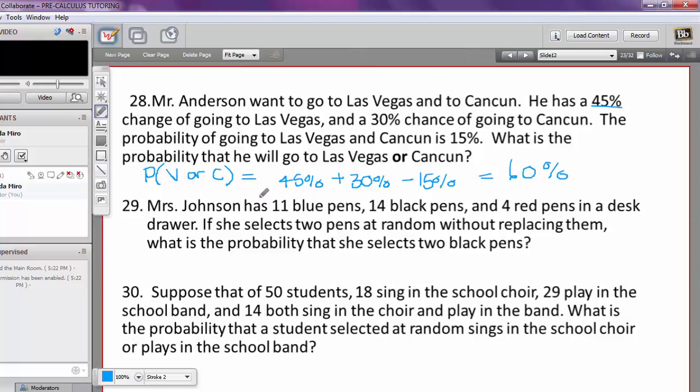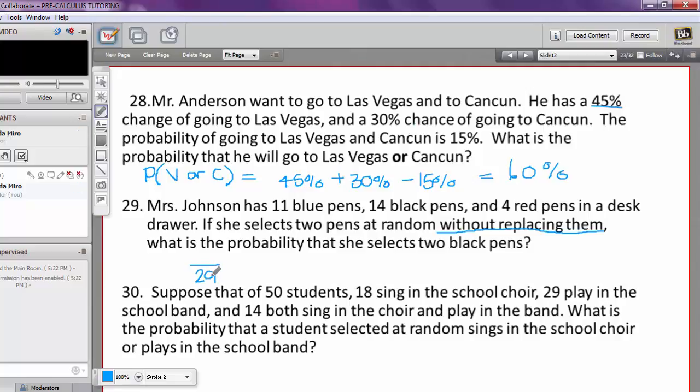29 says Mrs. Johnson has 11 blue pens, 14 black pens, and 4 red pens in a desk drawer. If she selects 2 pens at random without replacing them, that's going to be key, without replacing them, what is the probability that she selects 2 black pens? Okay, so this is a dependent event because one event is going to affect the next event. So let's first add up how many total pens I have. So I have a total of 29 total pens.